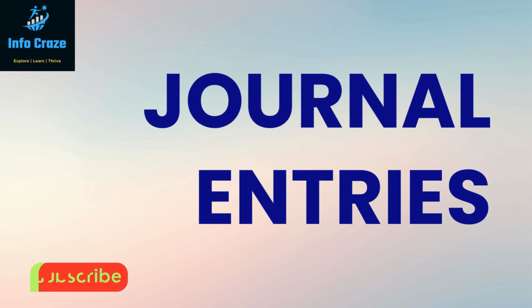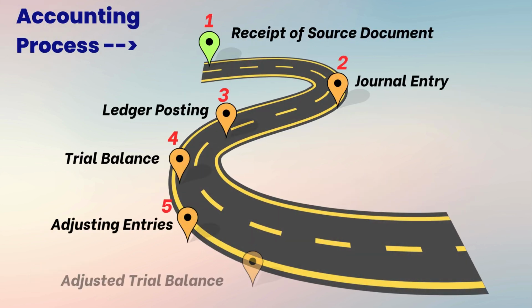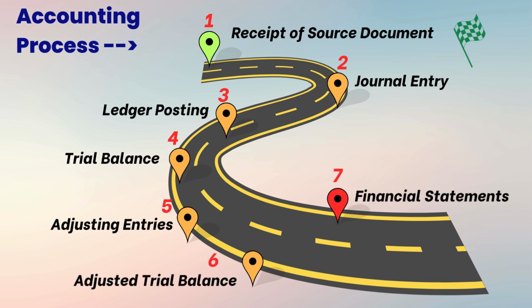Now let's get started. As we know, there are 7 broad steps in accounting, which starts with the receipt of source document and ends with the preparation of financial statements. For more insights to the accounting process, you may refer to my earlier video on basics of accounting, which I will provide at the end of this video. As our topic for this video is journal entries, we will concentrate only on the second step highlighted in the screen, which is to record the transactions in the accounting journal.